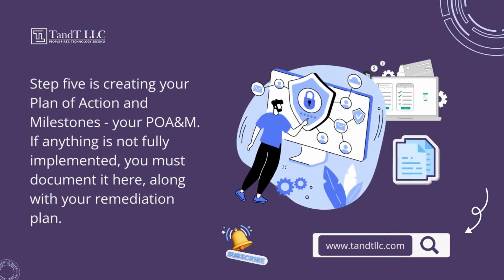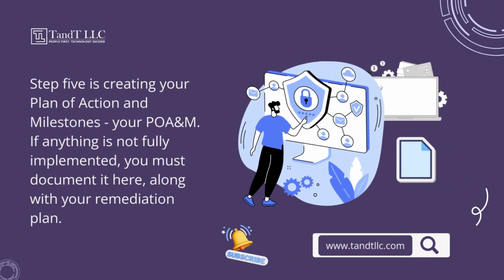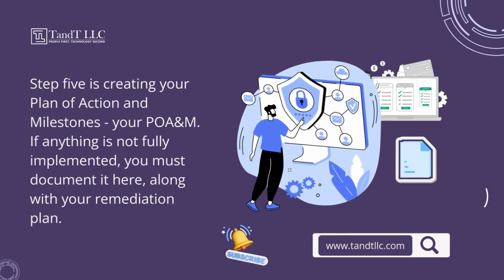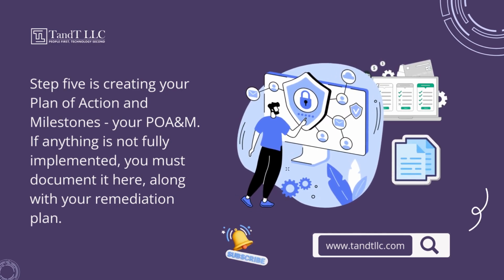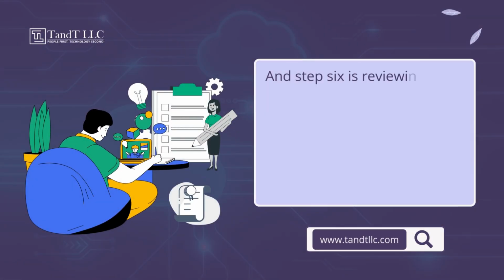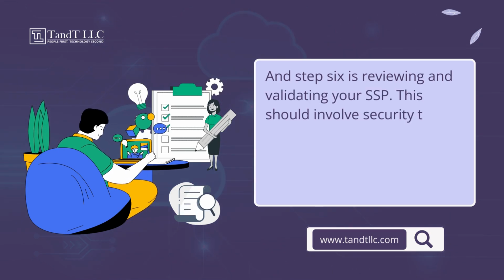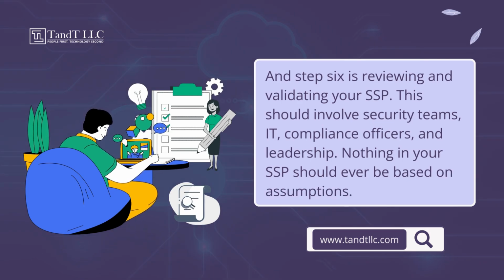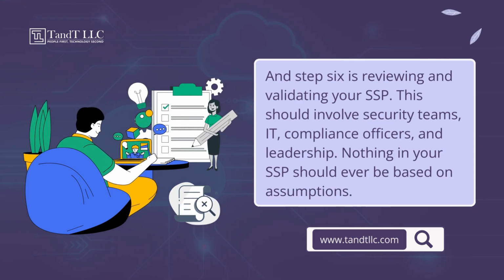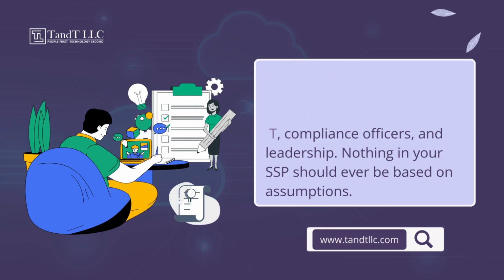Step 5 is creating your plan of action and milestones, your POA&M. If anything is not fully implemented, you must document it here along with your remediation plan. And Step 6 is reviewing and validating your SSP. This should involve security teams, IT, compliance officers, and leadership. Nothing in your SSP should ever be based on assumptions.